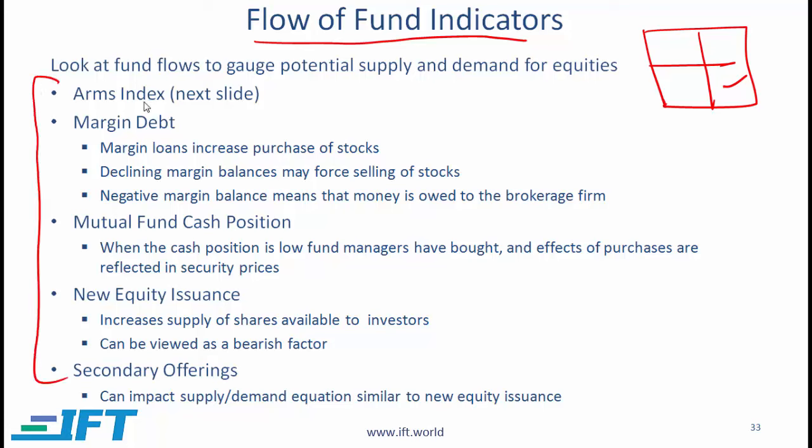ARMS index is perhaps the most testable one. This we will see on the next slide. The others include margin debt, mutual fund cash position, new equity issuance, and secondary offering. We have spoken about margin debt briefly before, but just to illustrate it in a little more detail, margin loans increase the purchase of stocks.